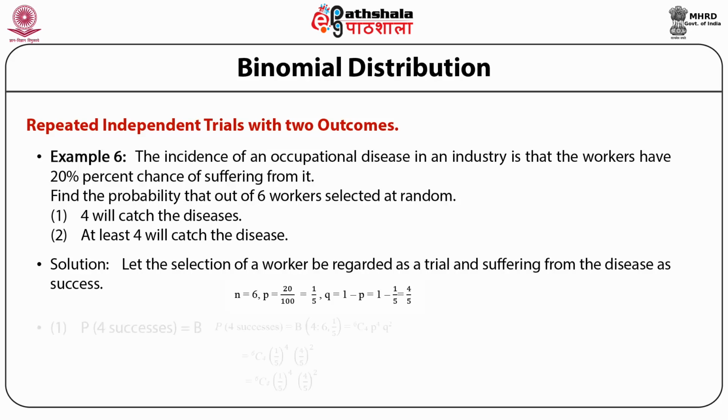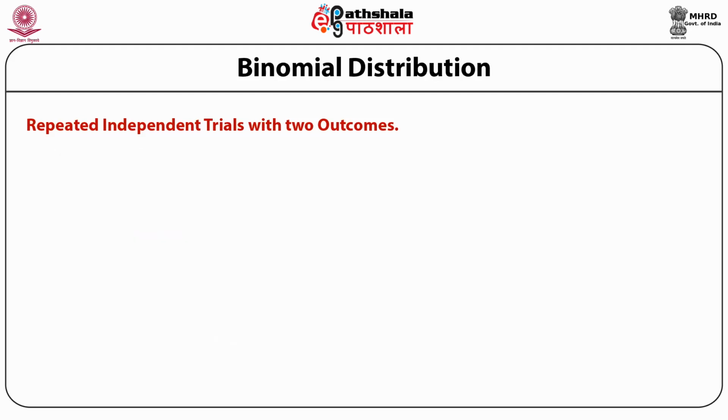So the probability that there are 4 successes is nCr, that is 6C4, p raised to power r and q raised to power n minus r. Solve accordingly, put the values of n, r, p and q respectively.